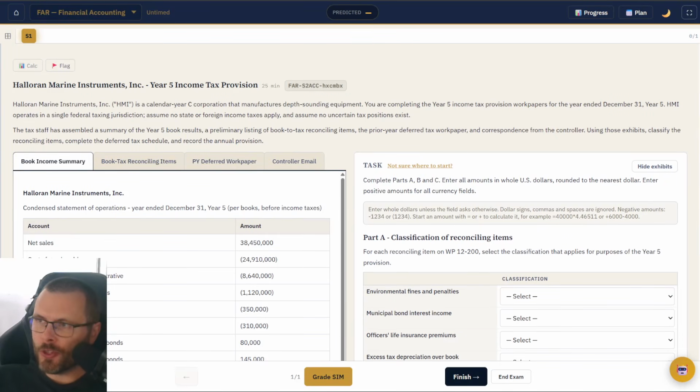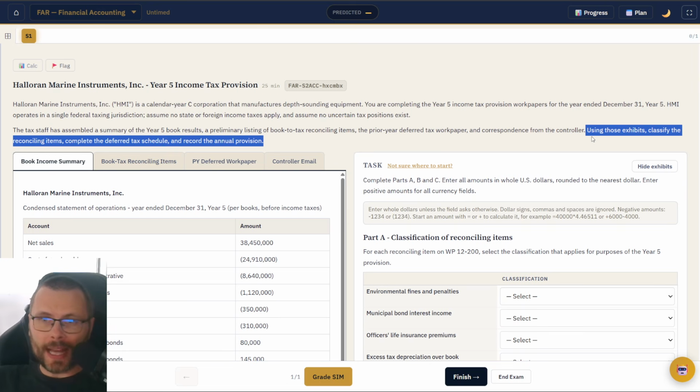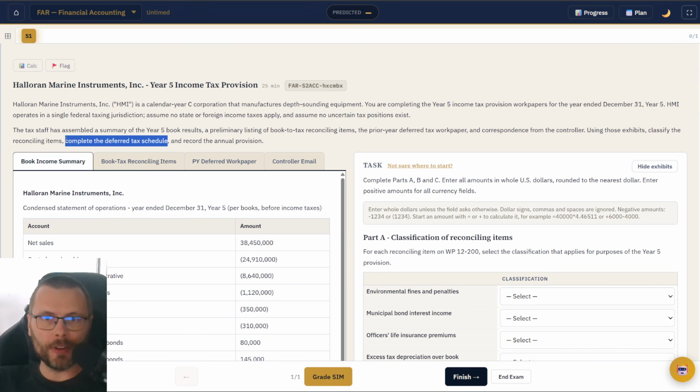In the last video, I gave you 5 rules for deferred taxes and how to calculate balances and deferred tax assets and liabilities for multiple choice questions. Today, I'm going to solve a deferred tax task-based simulation using those same 5 rules. And I've got one loaded up here. So, as usual, look to see what it's asking. Using these exhibits, classify the reconciling items, complete the deferred tax schedule, and record the annual provision.